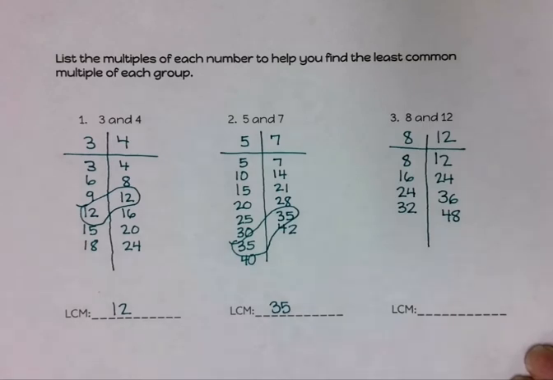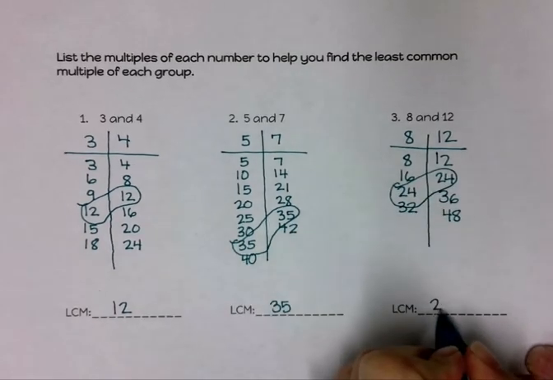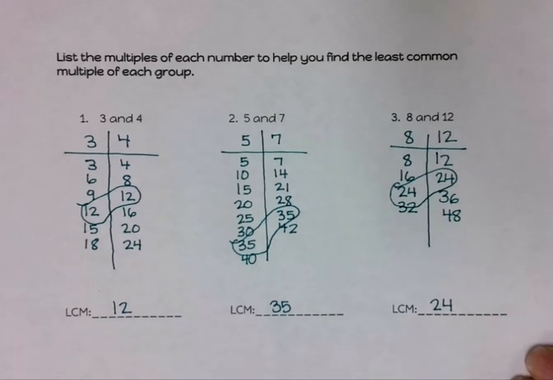Now again, we're going to look at our list and analyze it to see if we can find a common multiple, the smallest common multiple between 8 and 12. And once you find it, you're going to go ahead and circle it. And if you circled 24, you are correct. That is the least common multiple between 8 and 12.